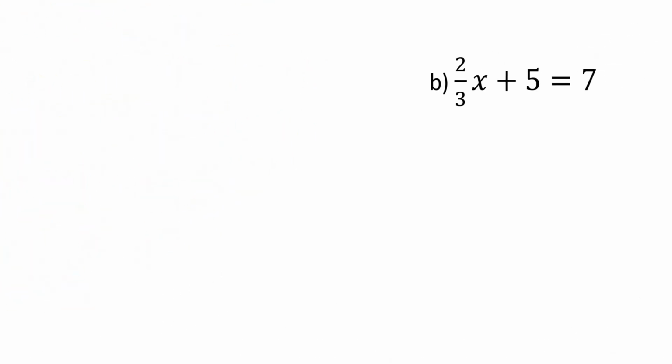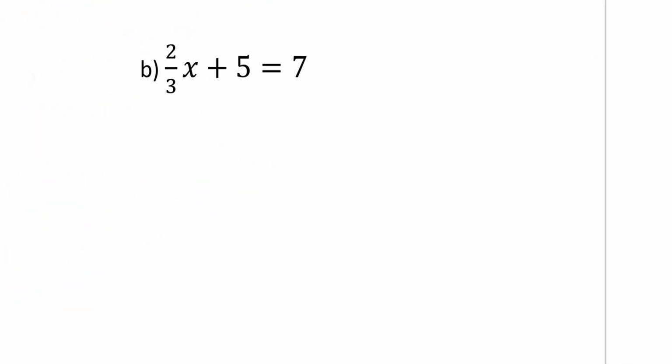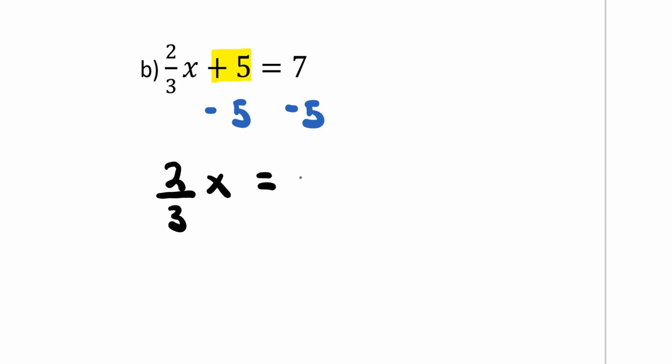Okay, let's move on to the next solving for x problem here. So I have a positive 5 on the left hand side. If I want to undo that, I need to subtract 5 from both sides. Okay, so if I do that, I got my 2/3 x on the left hand side, and 7 minus 5 is going to be positive 2.